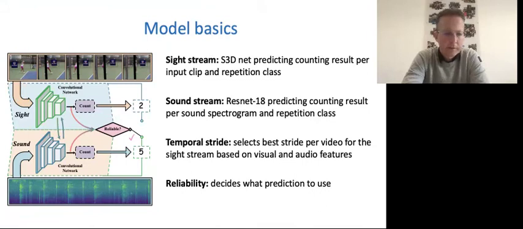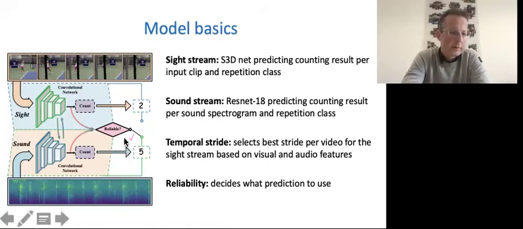Then something that is special for this architecture is the temporal stride module. And what this does is that it selects the best stride per video for the sight stream based on visual and audio features. So the number of repetitions varies per video, and one can use the audio information to estimate what is the best temporal stride to capture a cycle of a repetition so that you can recognize it well.